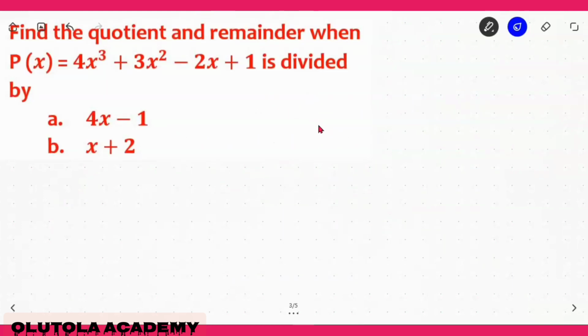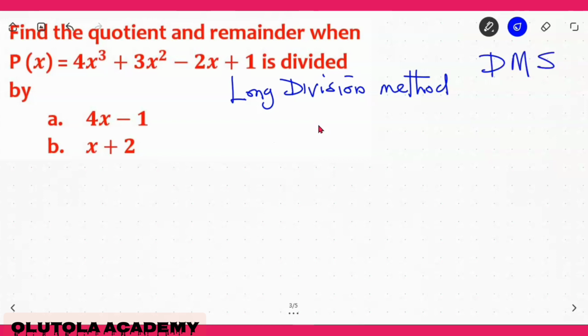So to find the quotient and the remainder when this function p(x) equals 4x cubed plus 3x squared minus 2x plus 1 is divided by 4x minus 1, I will use the long division method first. It's very simple. I have a rule I follow, D, M, and S. D stands for division, M stands for multiplication, and S stands for subtraction.